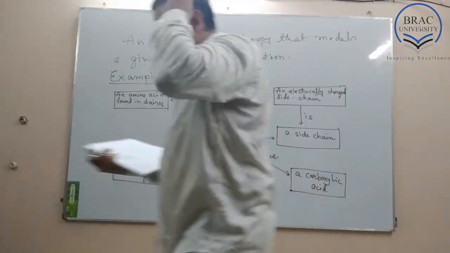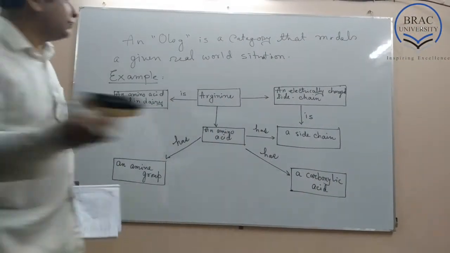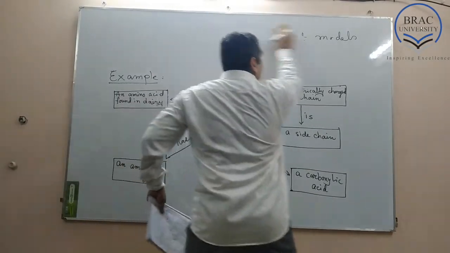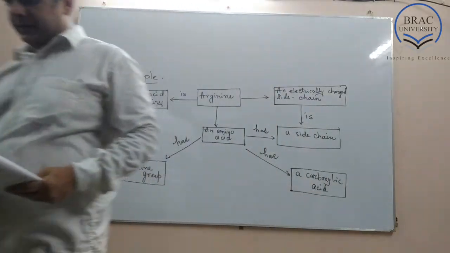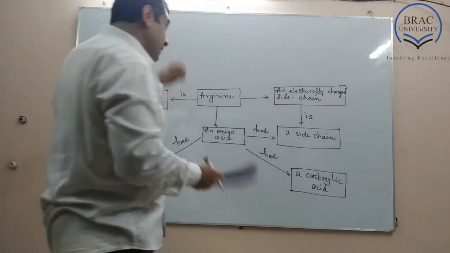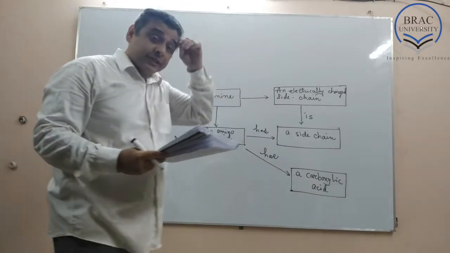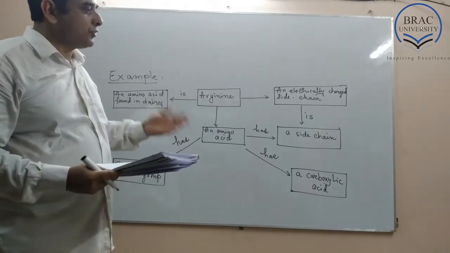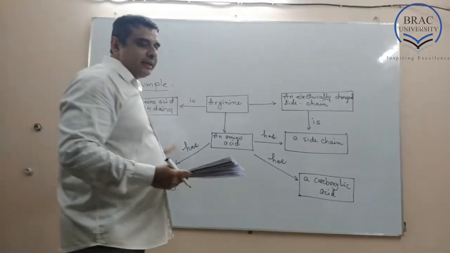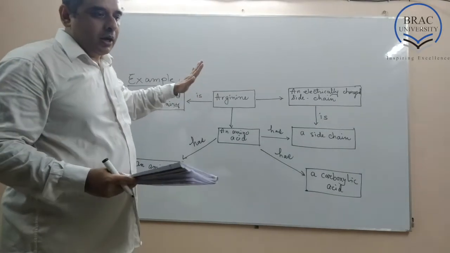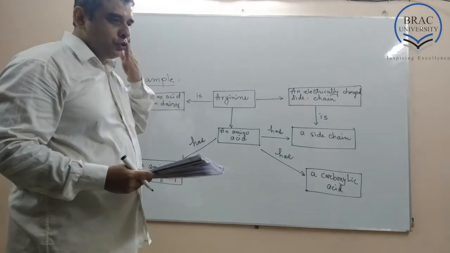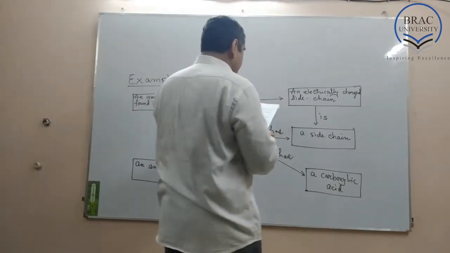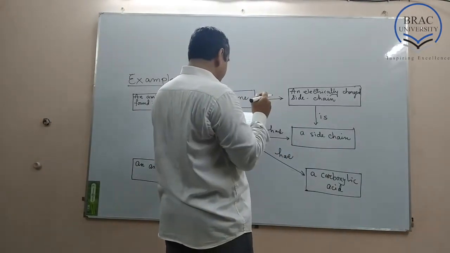Okay, so let me erase this part and draw another thing here. The structure, the chemical structure of an amino acid. So it's not a chemistry class, but to understand this diagram a little better, one needs to see what the structure of an amino acid is. And here is the structure of an amino acid.